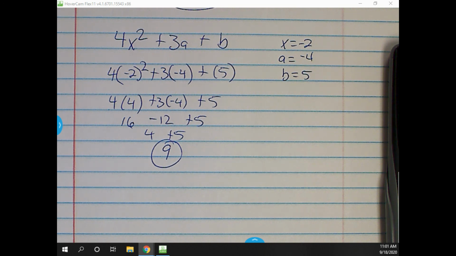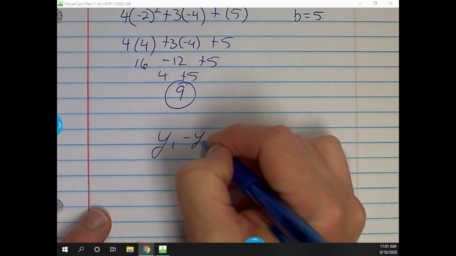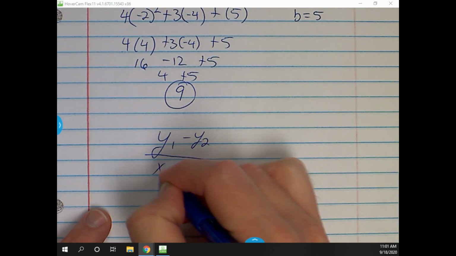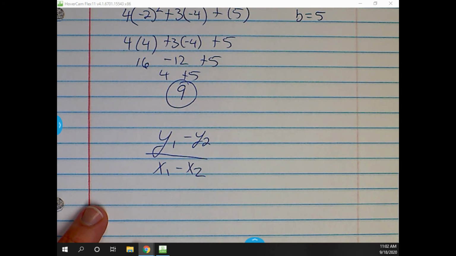Does anybody need to see a slope problem? Calculating slope. If you'd like to see one, just give me a nod. If you don't want to see one. Formula for slope. The one they probably gave you was y1 minus y2 over x1 minus x2. You want to do one? You good? Okay.